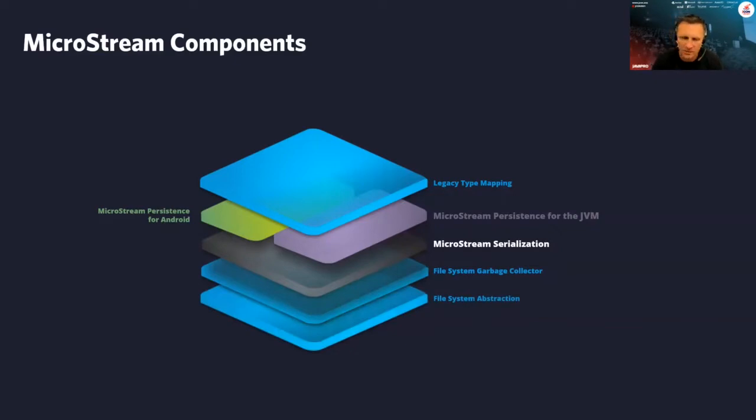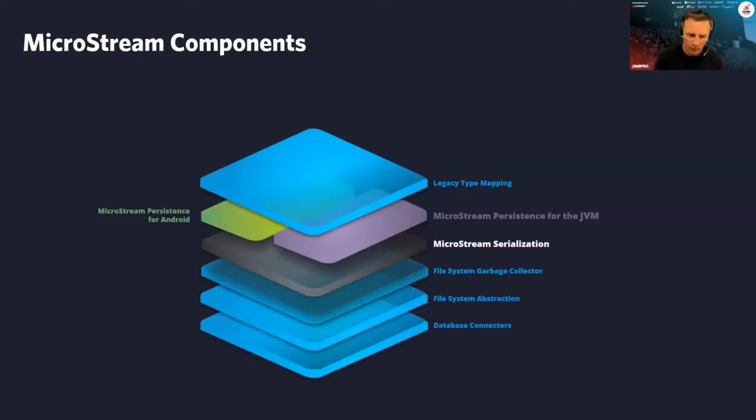Then we have a file system abstraction, and various database connectors so that you are able to persist your object graphs not only in plain files. You also can use database systems to persist your objects. But be careful, at this point there is no mapping, so we store binaries, and this is the reason why we can use almost all database systems to store objects with MicroStream.